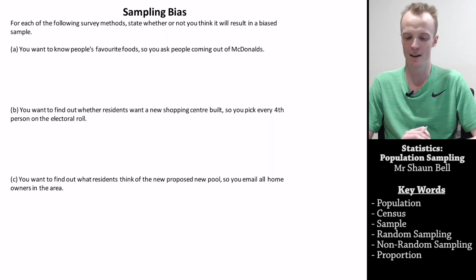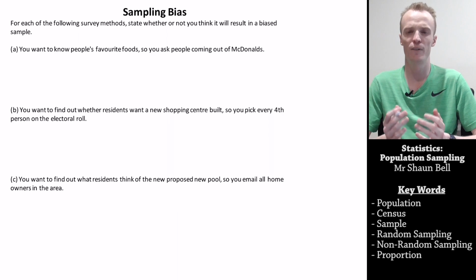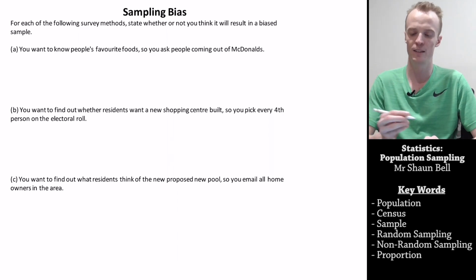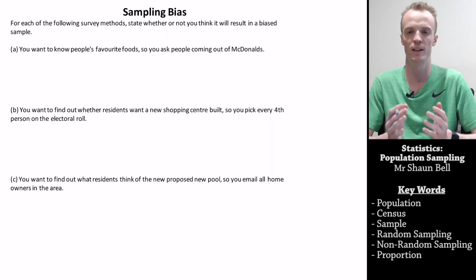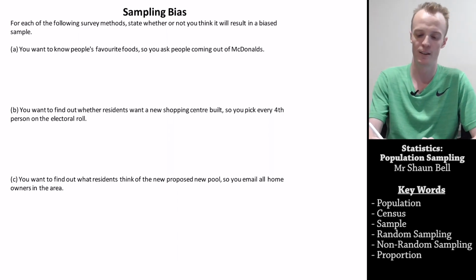Okay, so have you thought about it? Excellent. Let's start with A. You want to know people's favourite foods. So you ask people coming out of McDonald's. Now, if you're interviewing people that are coming out of a specific restaurant or fast food chain, there is likely to be a bias towards a certain type of food. So therefore, our situation A is biased.